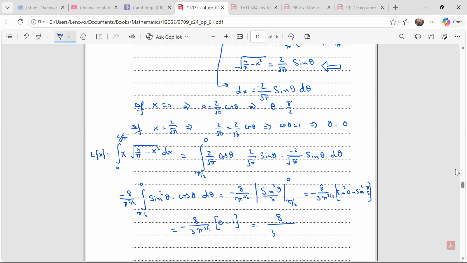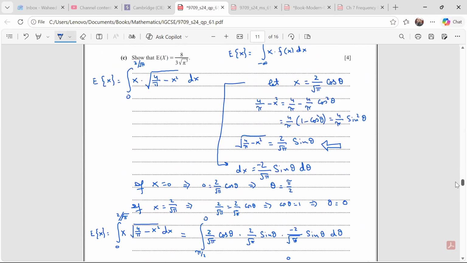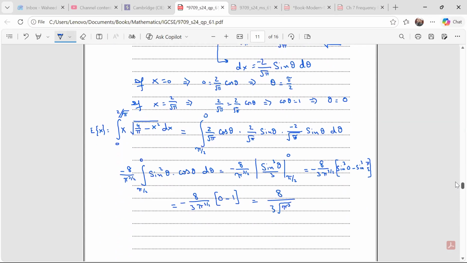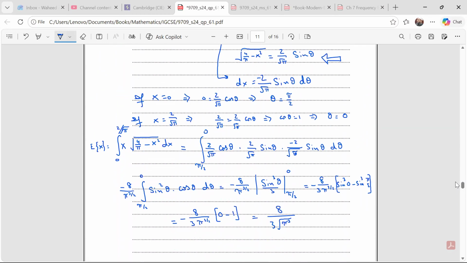And I can write it pi raised to the power 3 and under the root. Okay, this is the way they have written it over here. Yes, 8 over 3 under the root pi cube. So this is the expected value of this function. This was a simple calculus thing basically. I hope you understand everything here.